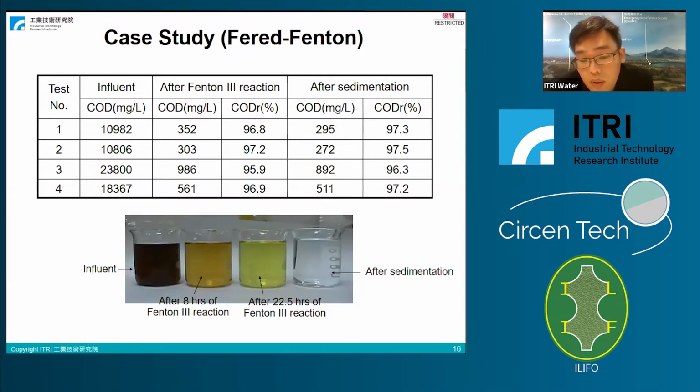This table shows the data from the test runs. The COD of influent are ranged between 10,000 to 25,000 milligram per liter. And the removal efficiency of COD are all over 95% in Fared-Fenton process. After sedimentation process, the effluent is very clear, and the COD are all below 1,000 milligram per liter.